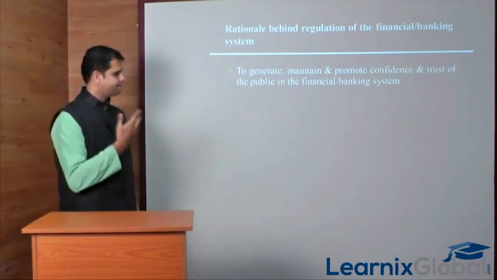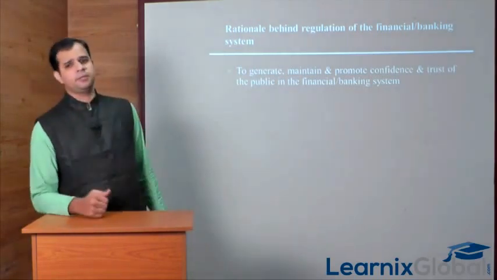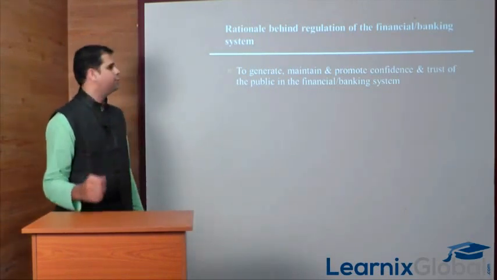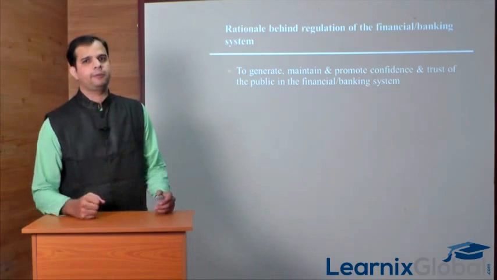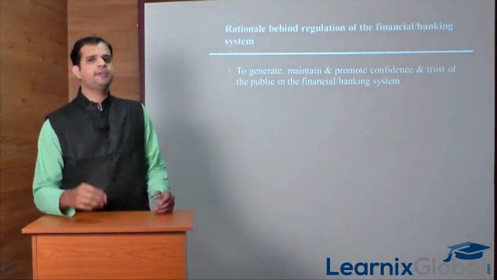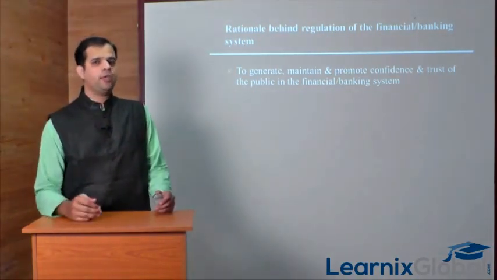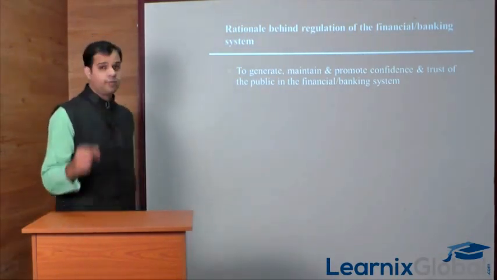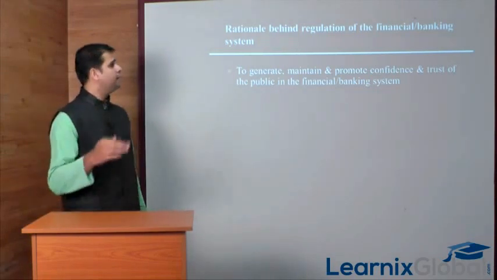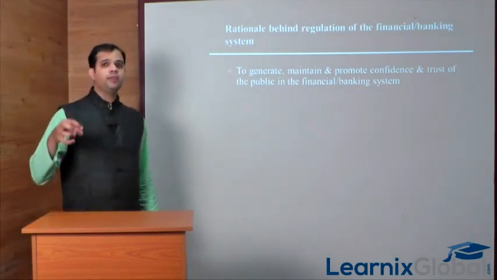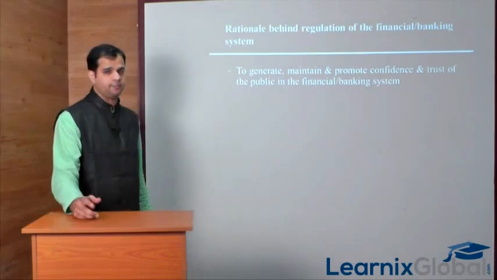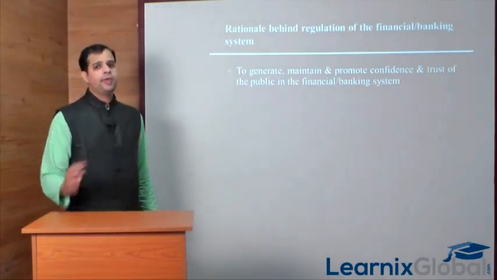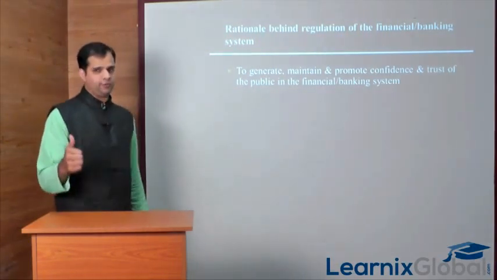First one, as is very explicit from the statement, the objective is to maintain and promote confidence and trust in the public, because if the public does not trust, then it's a question. So they have to ensure the public trust and also maintain that trust. That is the first objective, why there should be regulation or a supervisor in a banking system. If there are no supervisors, there is a high chance that things can go haywire. So we need a regulator.